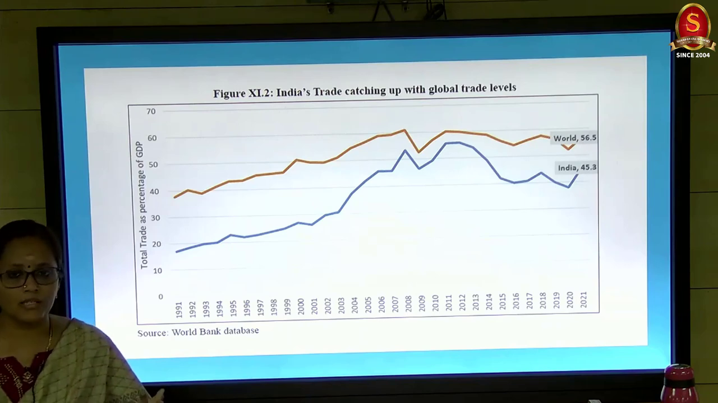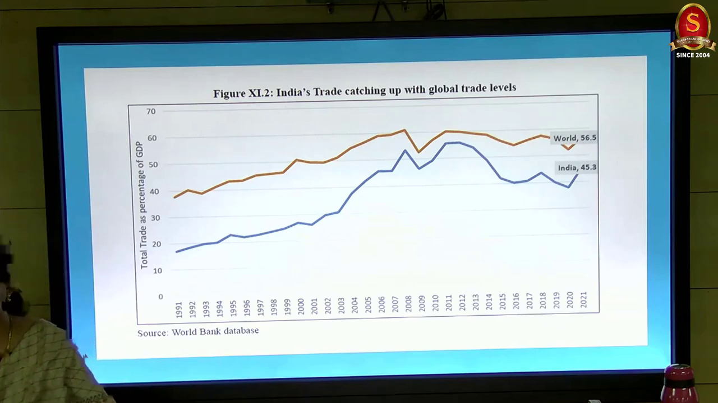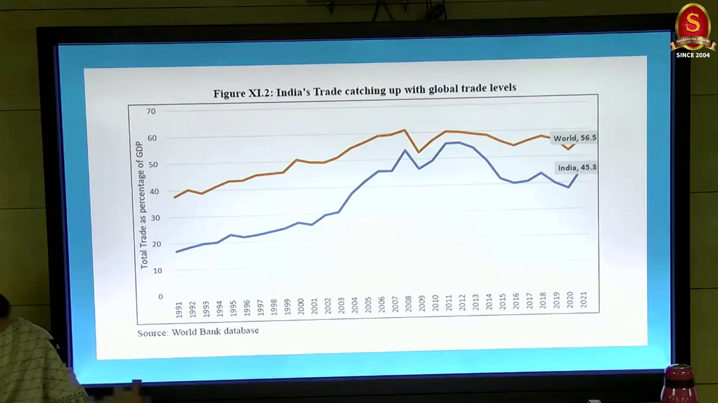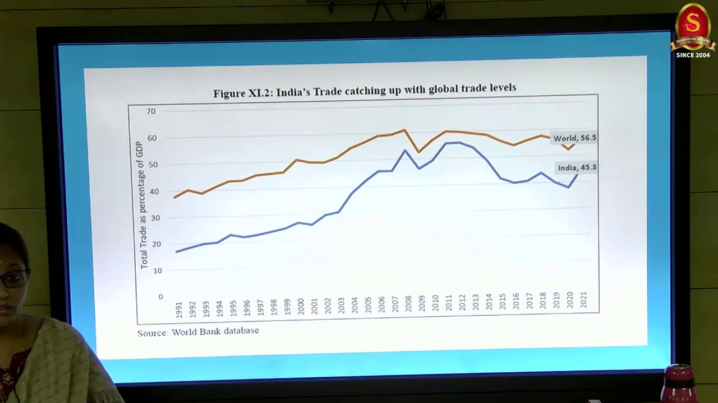Why could it not have printed currency and given back the money? You are doing so much during COVID, creating so much backup for it. Why were you not able to print the currency and give it back to other countries? Because India's currency is not an international currency.